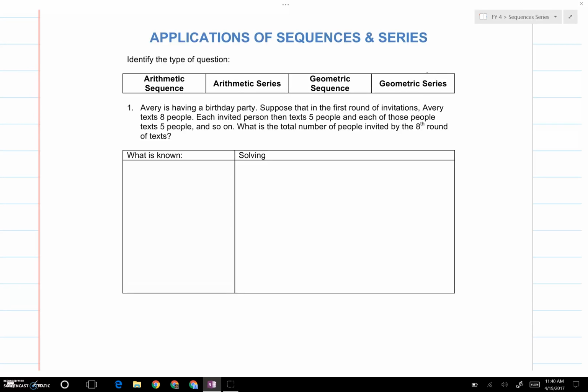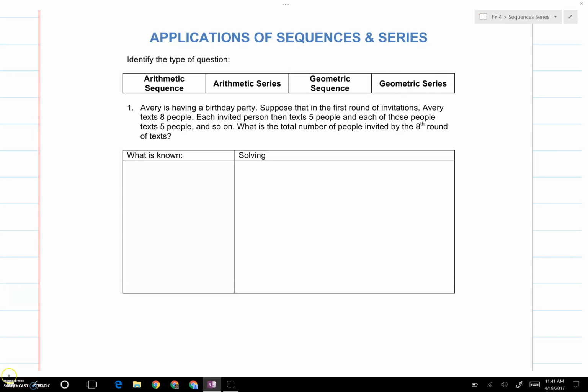So we need to decide, is it arithmetic or geometric, first of all? Am I multiplying by something or am I adding by something? And am I trying to find a sequence or a series? So take a moment and figure out what it is that you're trying to find and what it is that you know.